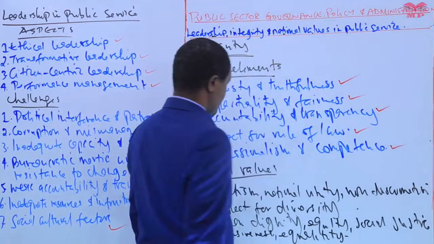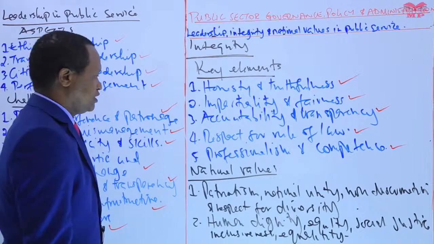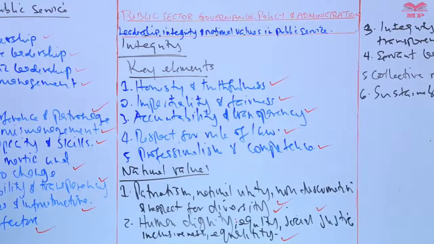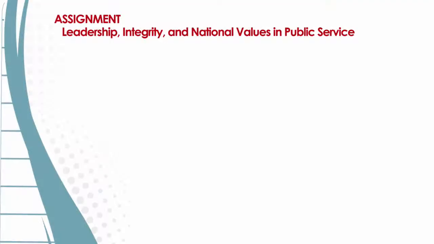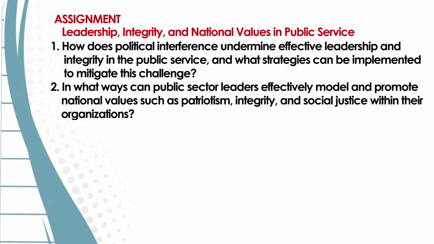In closing, we've discussed the national values in Kenya. One is patriotism, national unity, and so on. Today's assignment on leadership, integrity, and national values in public service. One, how does political interference undermine effective leadership and integrity in the public service, and what strategies can actually model and promote national values such as patriotism, integrity, and social justice within the organizations?